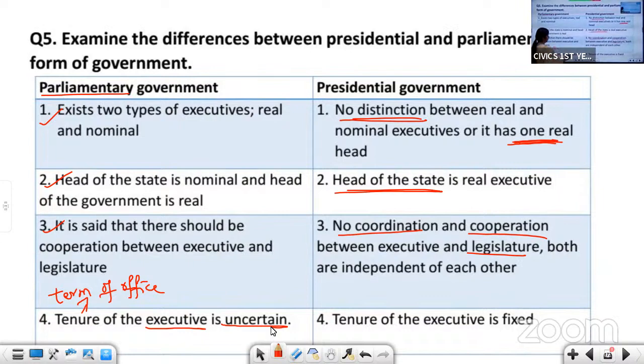It is uncertain. Whereas in presidential form of government, the tenure of the executive is fixed. As the executive is not responsible to the legislature, there is no coordination or cooperation between the executive and legislature. So there is no question of a no confidence motion against the head of the state. So the tenure of the executive is fixed. I hope I'm clear with this.